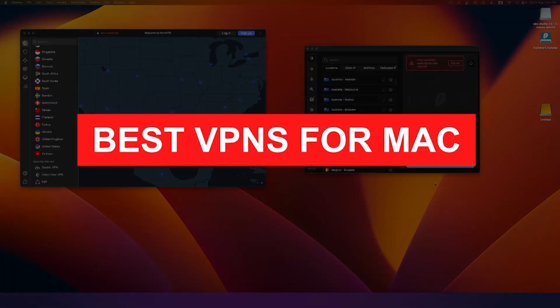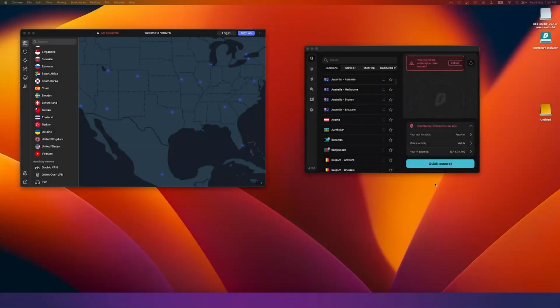Best VPNs for Mac. Hi, everybody. So we got two VPNs with us at the moment. We got Surfshark VPN, we got NordVPN, and then we also have ExpressVPN, which I'm going to explore once we're done with these two. But these two VPNs, in my opinion, are one of the best VPNs when it comes to using a VPN on your Mac. And there's a very good reason for that. The main reason being that these VPNs have the fastest speeds, the most secure servers, and no lag whatsoever.